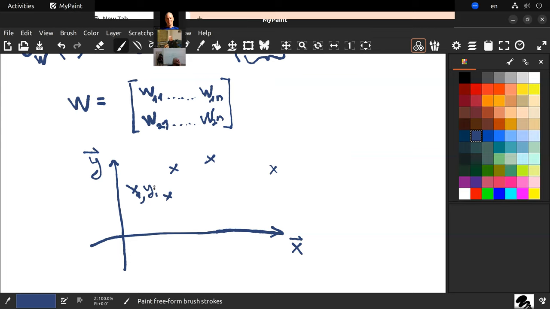And this is X1, Y1. So this is the first data that I have, the first sample. This is the second sample here. Many, many such samples, and this is the last sample. I will denote it as X capital N, Y capital N, okay?